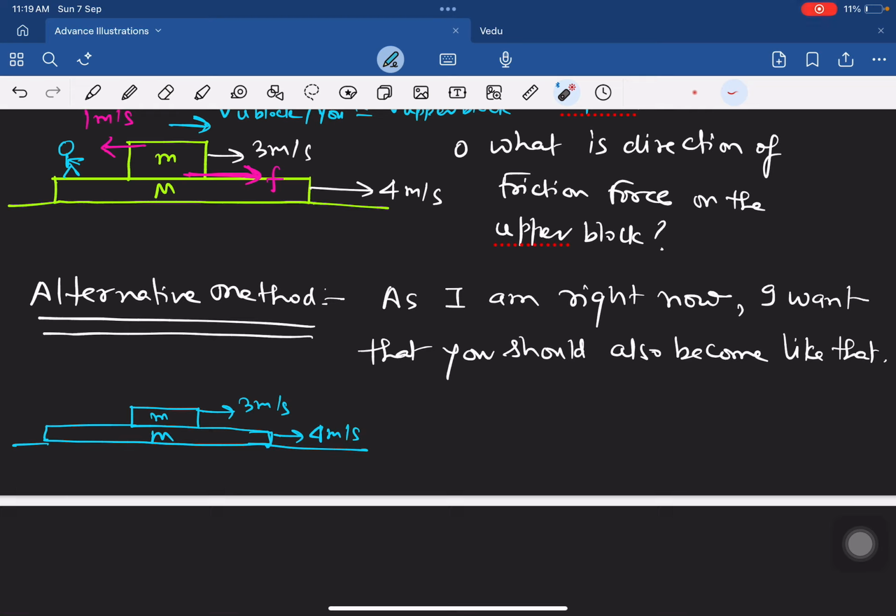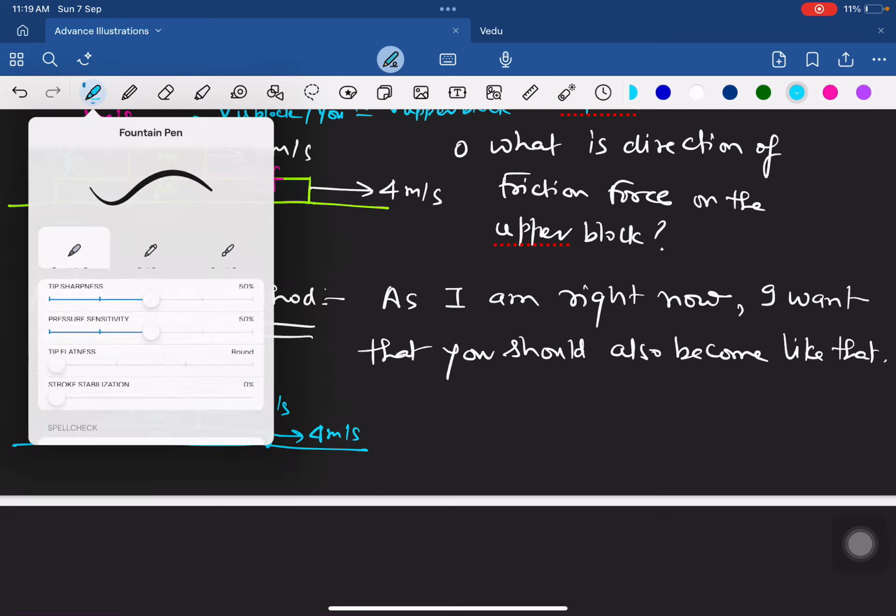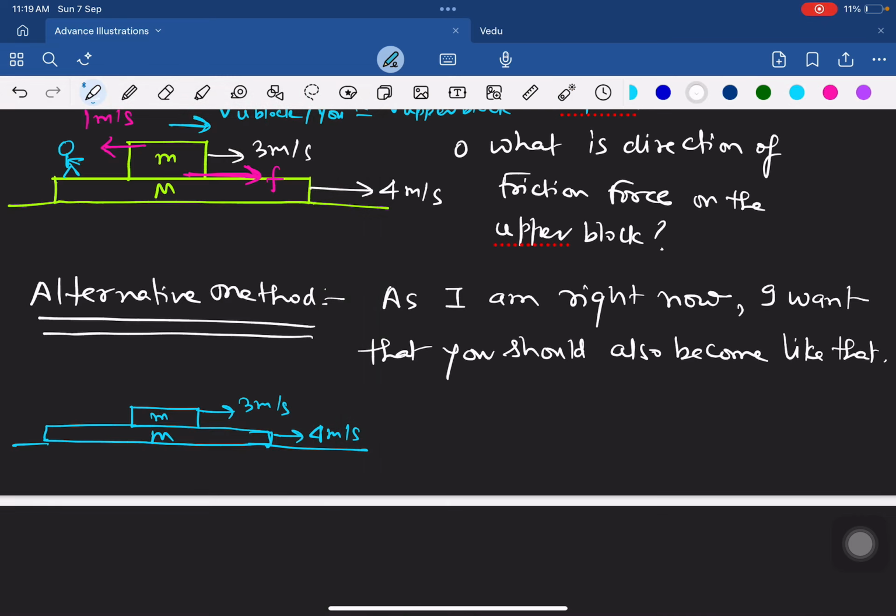To make that happen, guys, I have to apply the force in which direction? Simply in this direction. And you can see, with this simple idea, I can find the direction of the friction force.